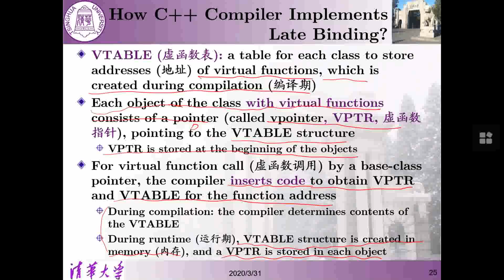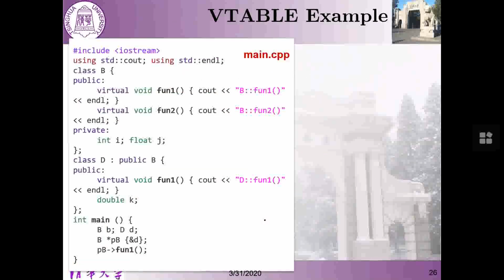Then when we call this virtual function, we can find the virtual function by the object. From the object, we can find vptr, and then from the vptr, we can find the vtable. So here's an example.